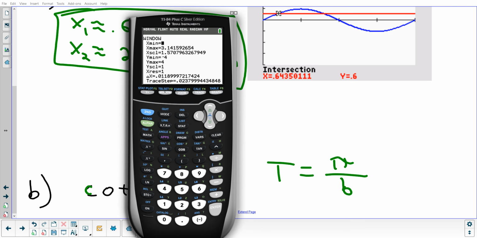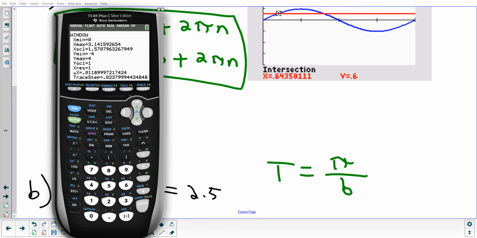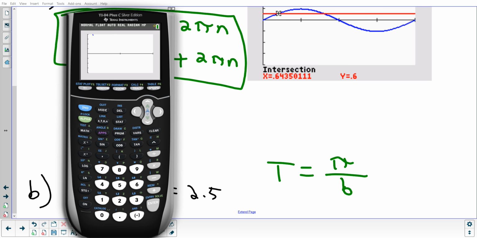Mine definitely does. -4 to 4. Now remember, cotangent goes up and down forever. So you're not going to be able to see the highest and the lowest. It's infinite. What you do have to be able to see is 2.5. Okay, hit graph. And you should see exactly 1 cycle. There we go. That's 1 cycle.